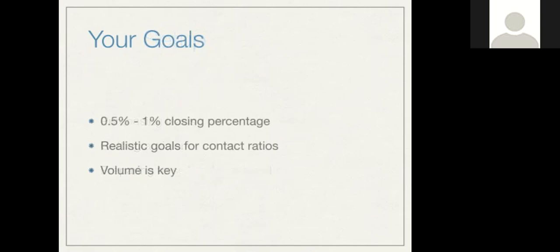So like we said, your goals are going to be 0.5% to 1% closing percentage, maybe 1.5% if you're on a real hot streak and you're doing well, but 0.5% to 1% is a good goal. And you also have to have, in addition to a realistic closing percentage, realistic goals for your contact ratios. And we mentioned that a moment ago.